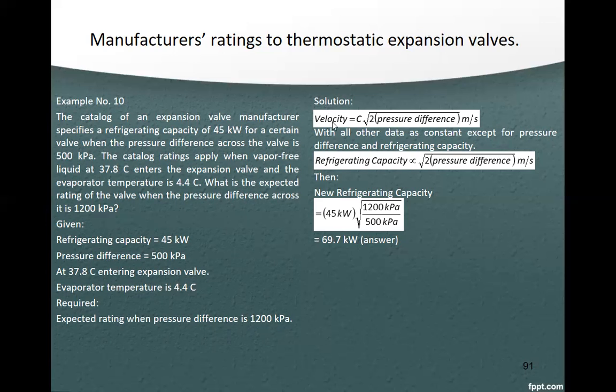So solution, velocity is equal to C times the square root of 2 times pressure difference in meter per second, with all other data as constant except for pressure difference and refrigerating capacity. So the refrigerating capacity is proportional to the square root of 2 times the pressure difference. So then the new refrigerating capacity is equal to 45 kilowatt times the square root of 1 2 over 500 is 69.7 kilowatt. Okay. So this is now the new rating of the valve when the pressure difference is 1 2.